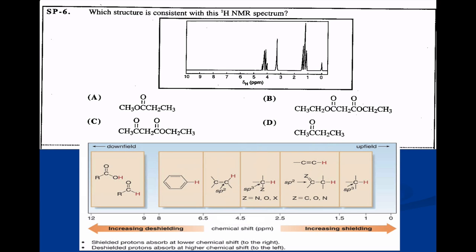How about B? What would the splitting be for this? A triplet. What would the splitting be for this? Quartet. And what would the splitting be for this? Singlet. That's consistent. Is this consistent with the location? Yeah, the singlet here is not attached to anything electronegative. Here it is. That seems to make sense. So this is definitely a possibility.